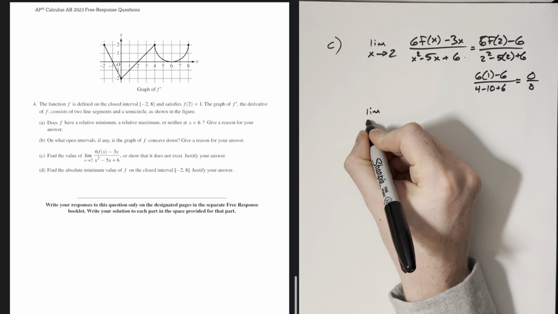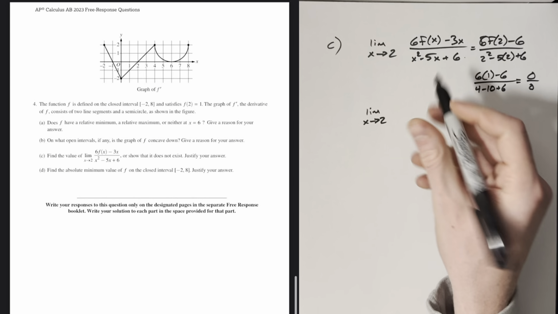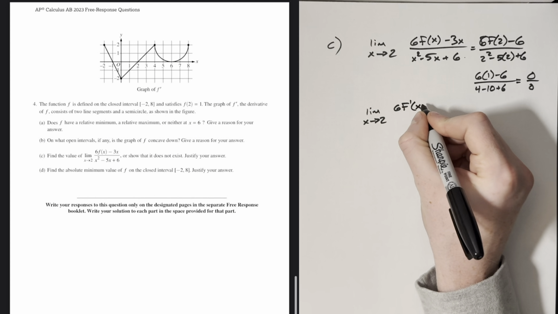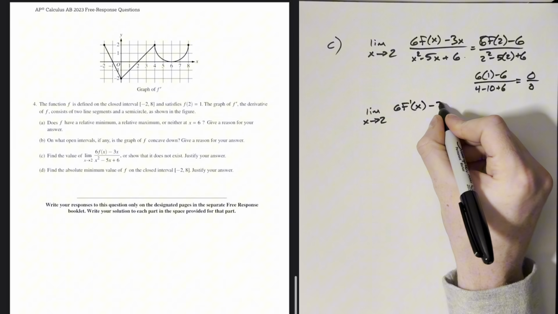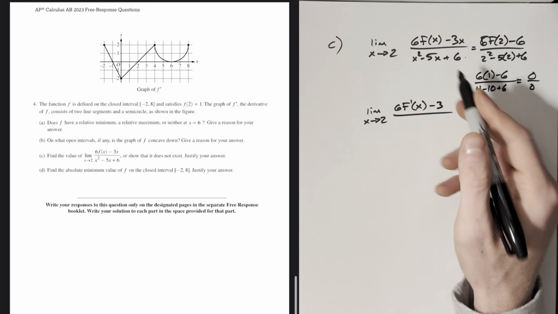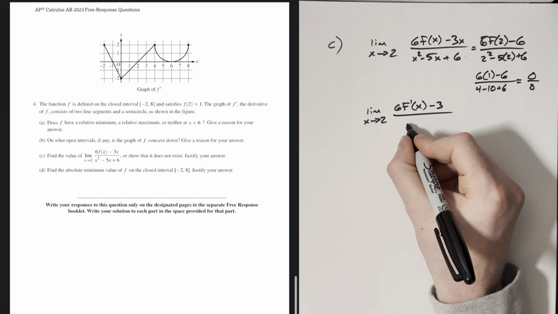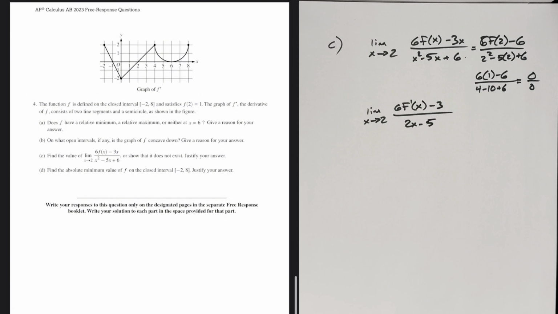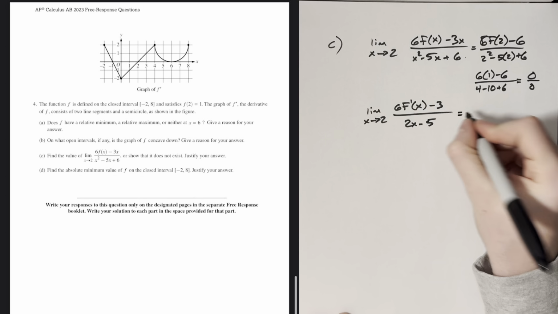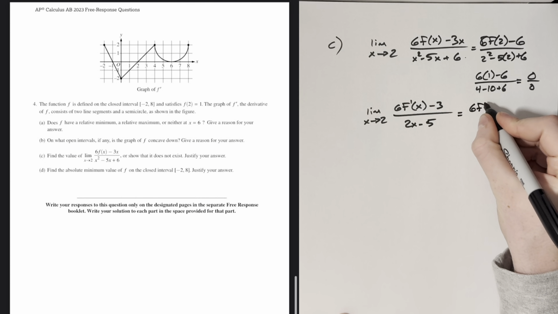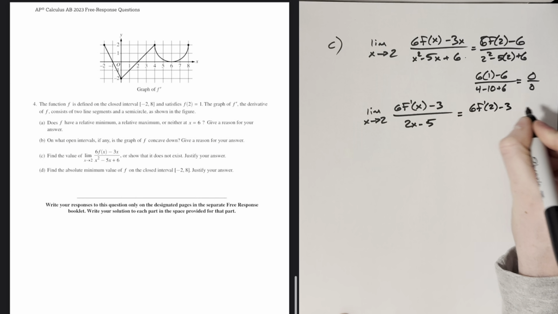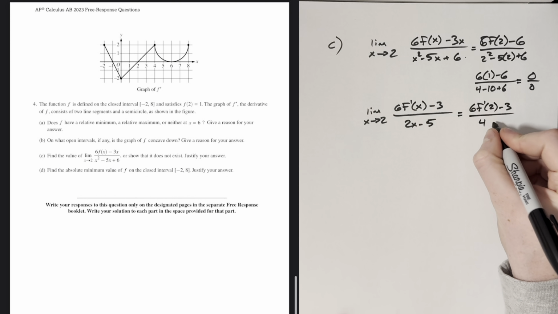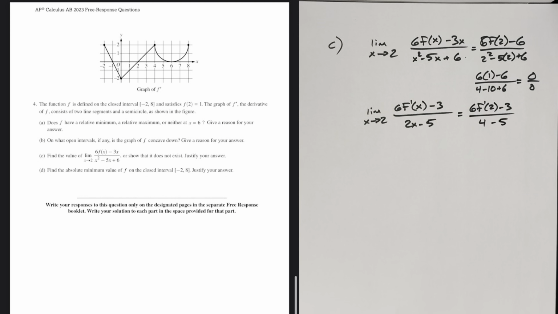So I'll take the derivative of the top and bottom. The derivative of 6 f of x is just 6 f prime of x minus 3, divided by the derivative of this, which is 2x minus 5. So now I plug it in. I get 6 f prime of 2 minus 3 divided by 2 times 2, which is 4, minus 5.